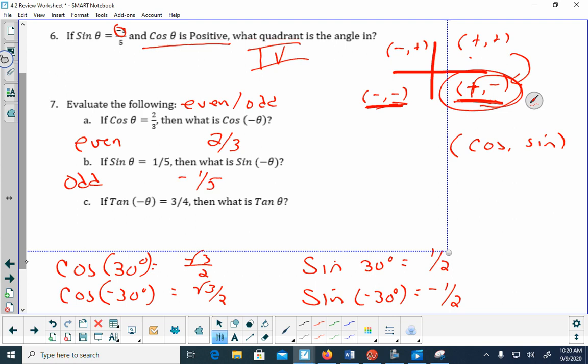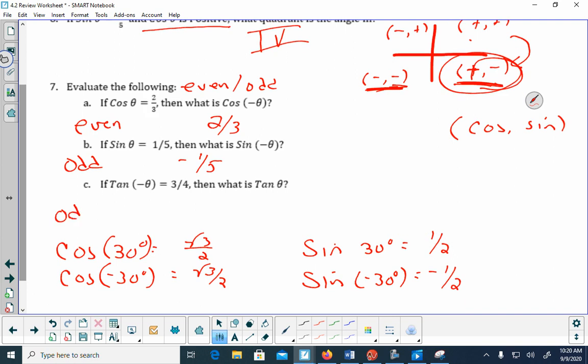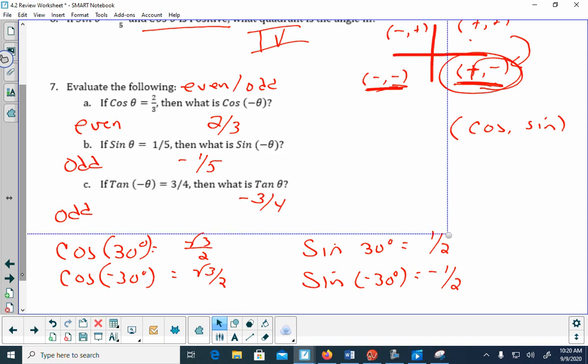And tangent is also another odd function, and Mrs. Kelm talked about that in the video. So if I have the tangent of the opposite of theta, and that's 3/4, then when I take the tangent of theta, since it's an odd function, the sign's going to have to change, and this is going to be a negative 3/4. And that's all you have to do for odd and even functions. The value is still going to be the same, 1/5 and 1/5, or 2/3 and 2/3, 3/4 and 3/4. It's just a matter of whether it's going to stay with the same sign, like positive to positive, or change signs, positive to negative, or in this case, negative to positive.